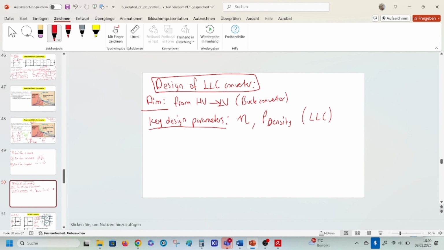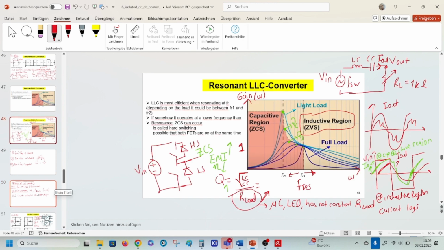So this was actually the last words from me about LLC converter. Do you have any questions? In the exam, I will not ask actually the LLC converter. It will be out of our topic.